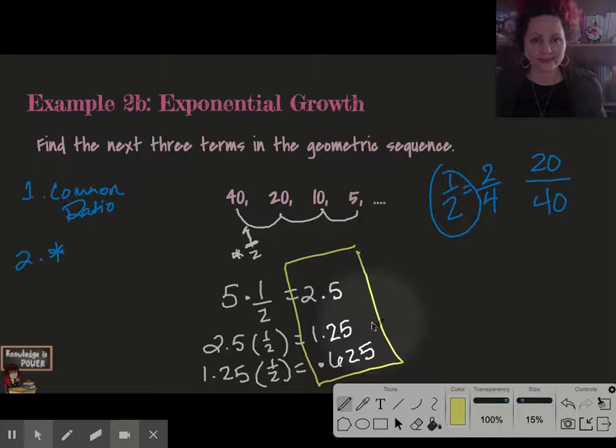So that's it. A lot of complicated words, but pretty easy concept.